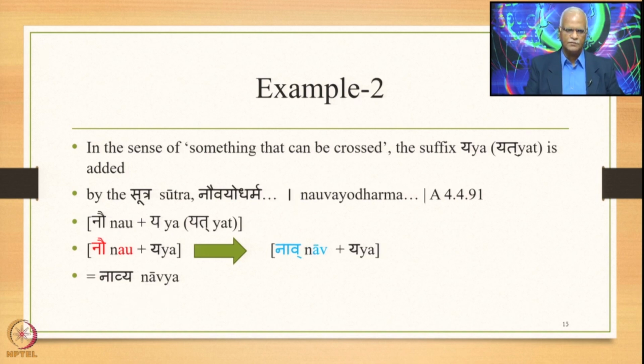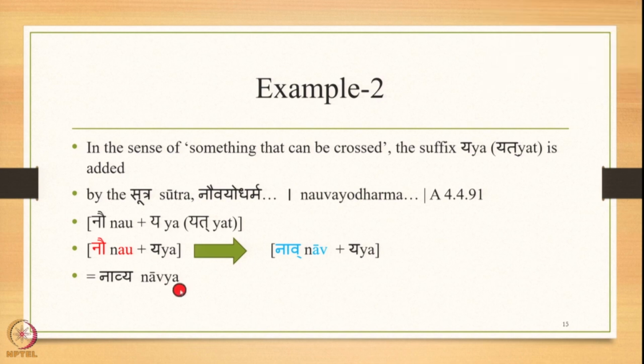Similarly, let us look at the second example. In the sense of something that can be crossed, the suffix ya, once again originally stated as yat with the marker ta, is added to the word nau ending in au by the sutra nau vayo dharma etc. This is 4.4.91. So we have nau followed by ya, and you have actually au, which is immediately followed by a pratyaya which begins with consonant ya, and so 6179 applies, and the output generated is nav plus ya, and when we join together it becomes navya, something that can be crossed by a ship. So we are talking about a river, for example, or some water, navya, nadi, and so on. This is how vantoye pratyaye can be explained.